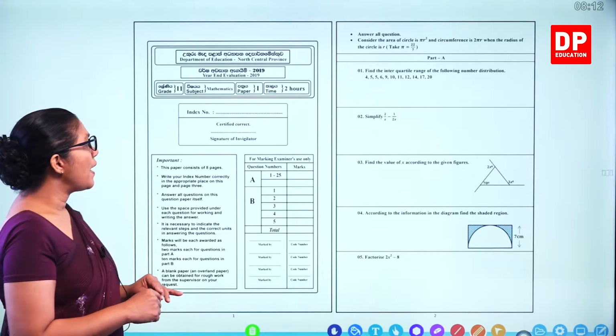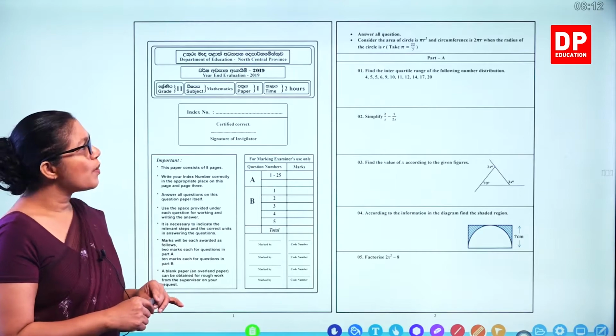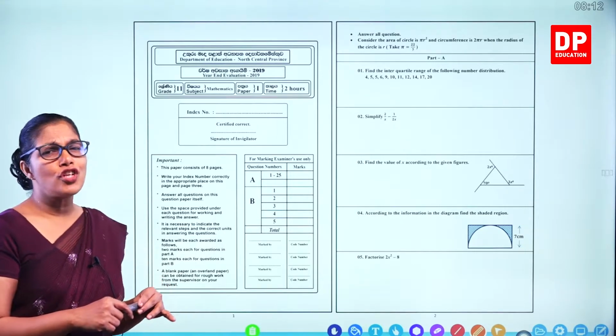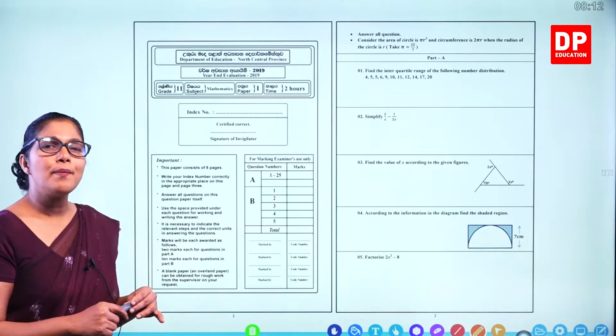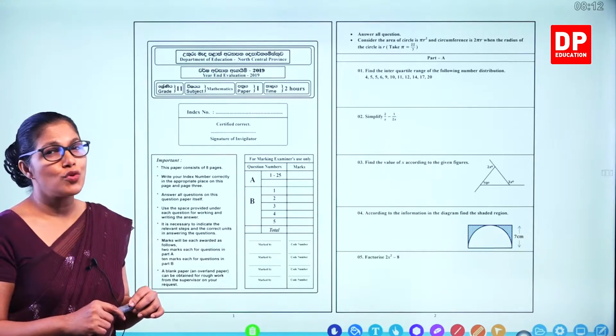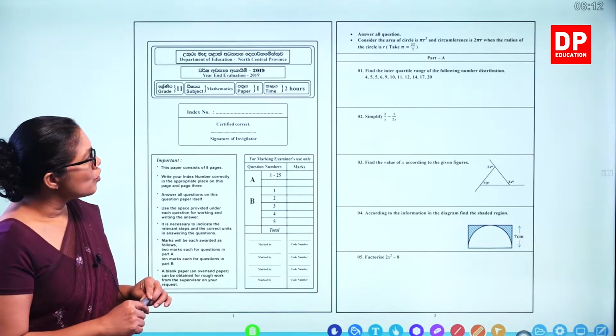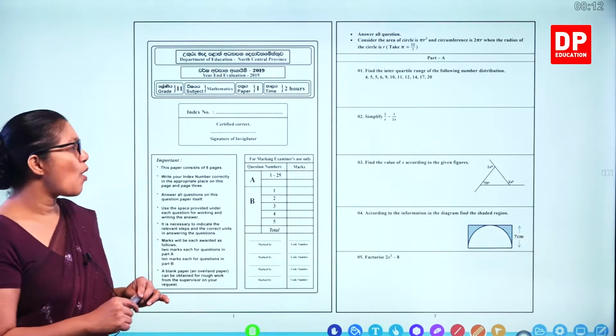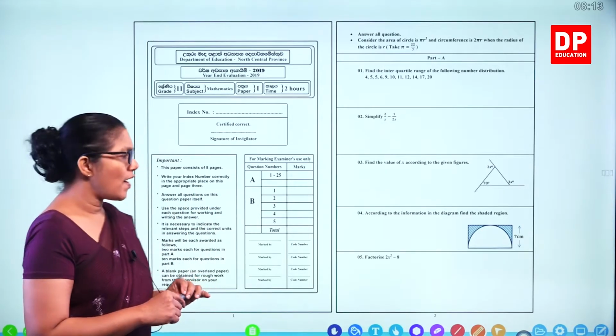You can spend 2 minutes per question in Part A and then spend 10 minutes to check your answers. And Part B is 1 hour, which means you can spend 12 minutes on each question. Spaces are given in the paper, so make sure that you write down the answers in the space provided.